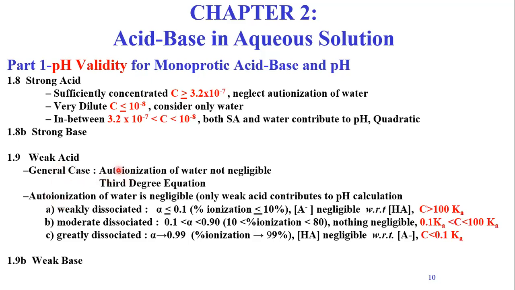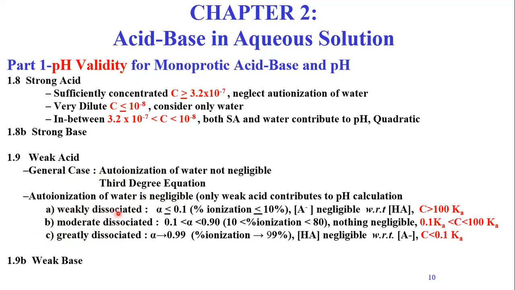So I'm going to give you a general case first, and then we're going to look at the autoionization of water when it is negligible. And if it is negligible, then there are three cases which we will look at. We will look at if the acid weakly dissociates, or moderately dissociates, or greatly dissociates.